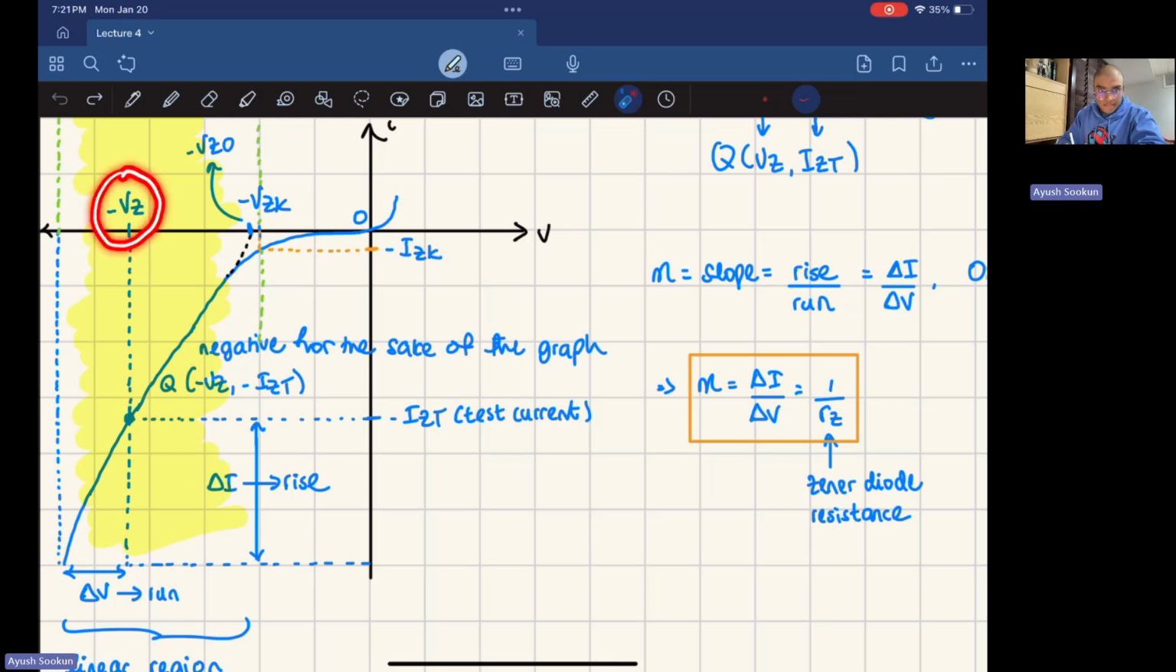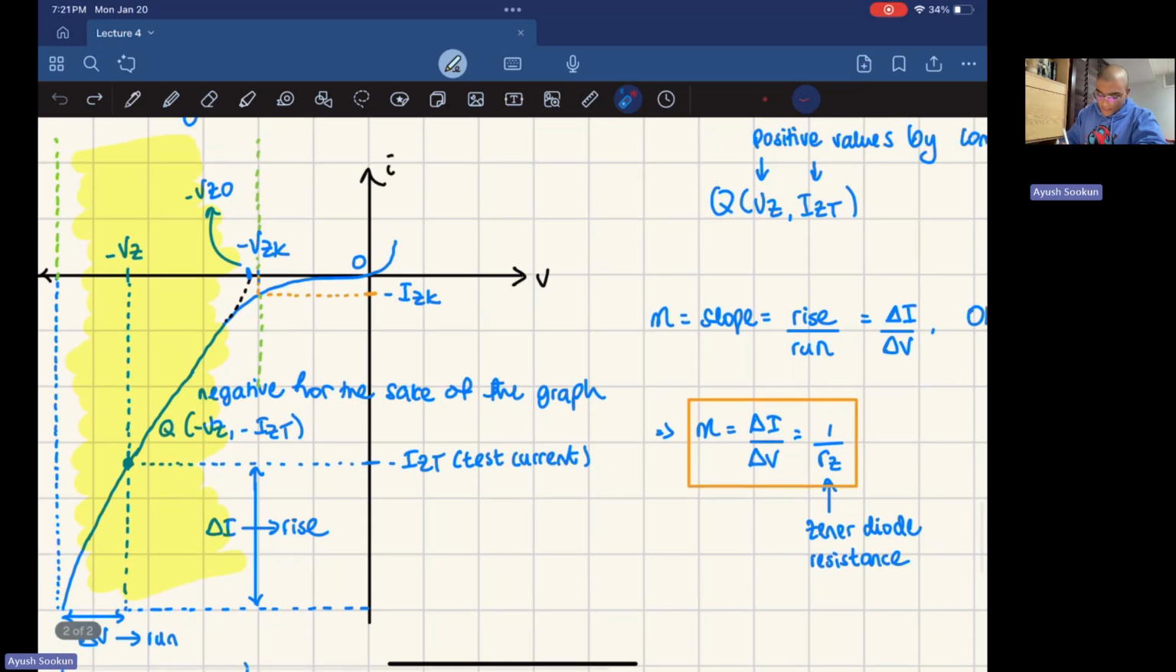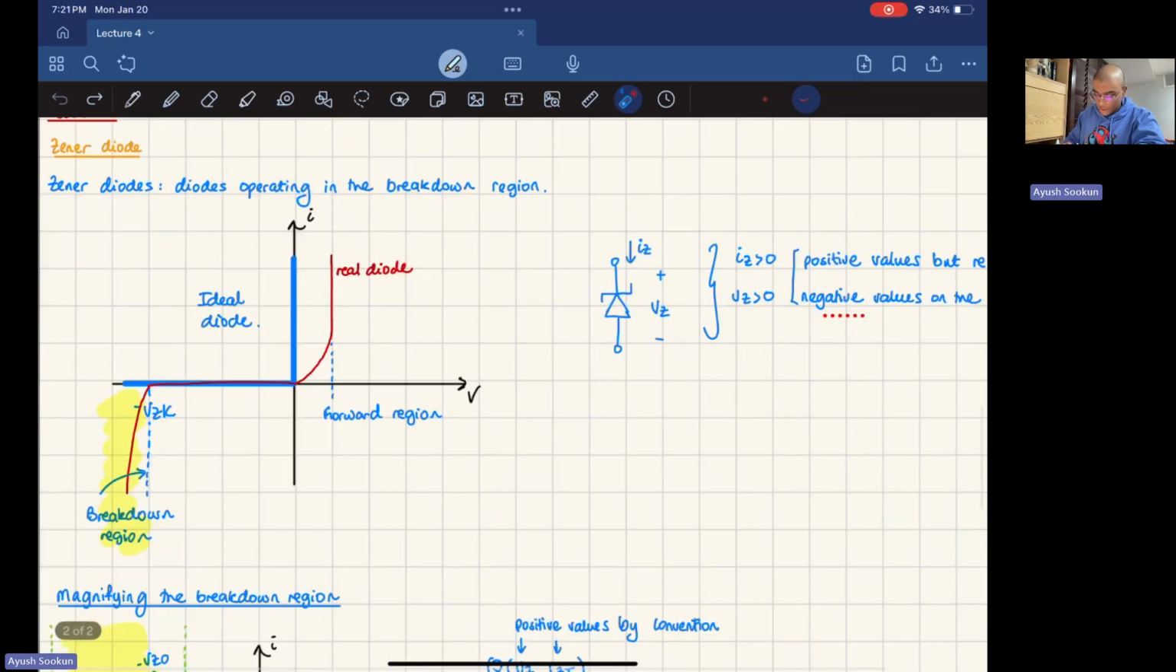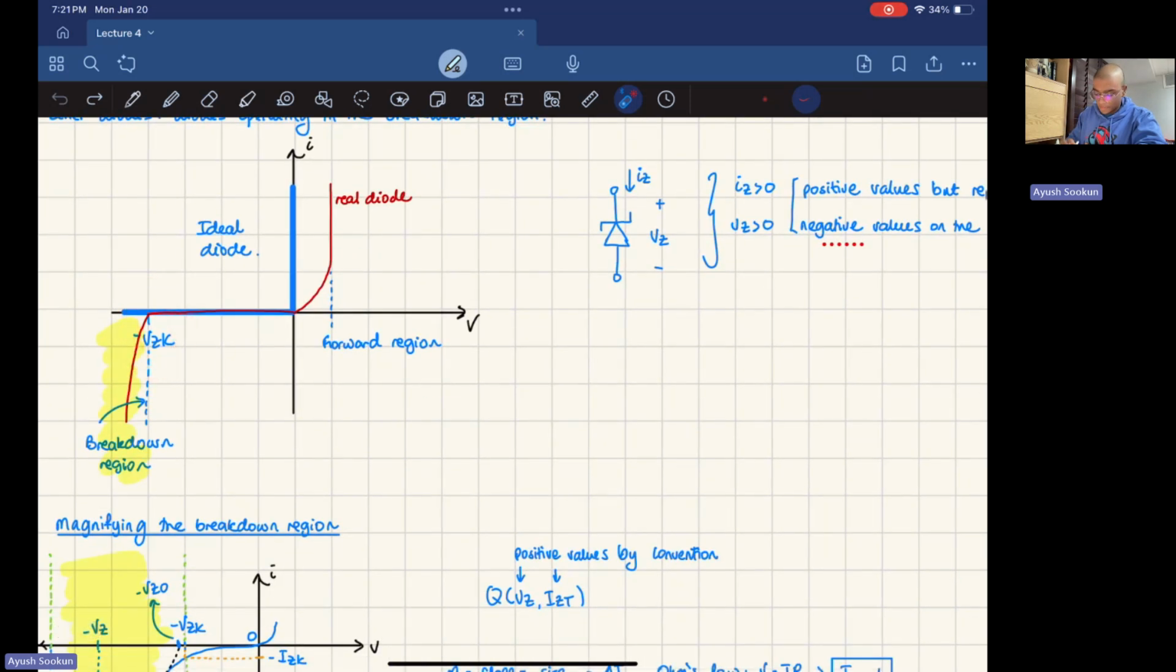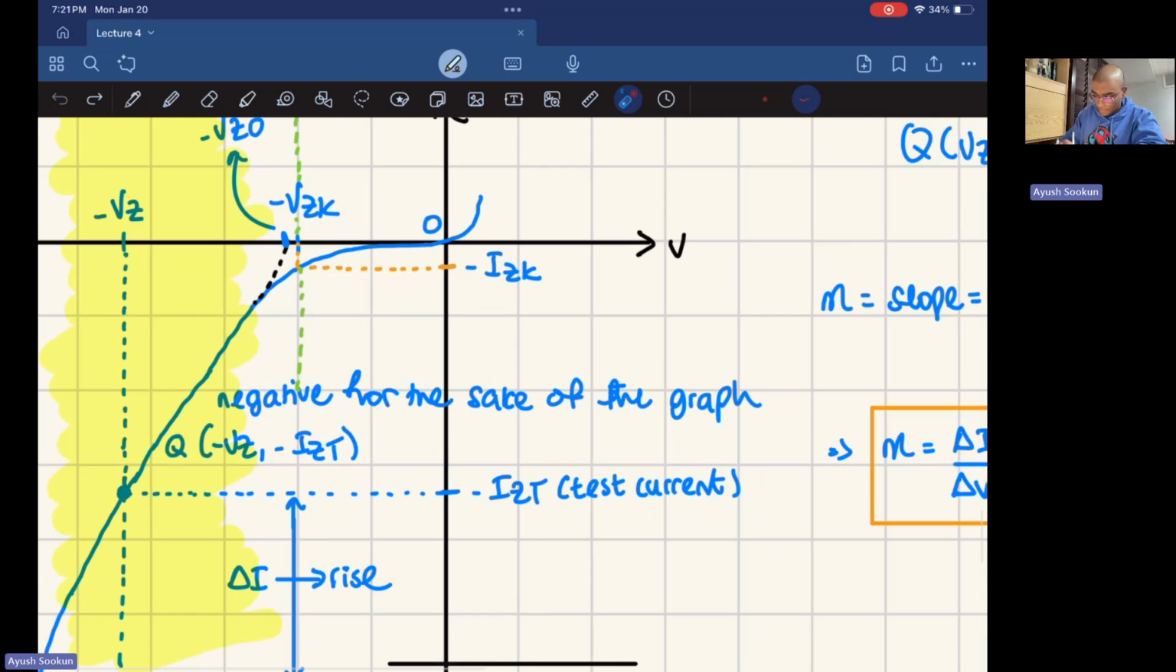We want to find what is the voltage when we pass a current IZT through that diode. That voltage would be minus VZ, and we have a point on a plot which is minus VZ and minus IZT. And I've said it here, it's negative for the sake of the graph, okay? So that's all that's going on here. Now, this minus VZK, which is right here in our first plot, is drawn right here, okay?